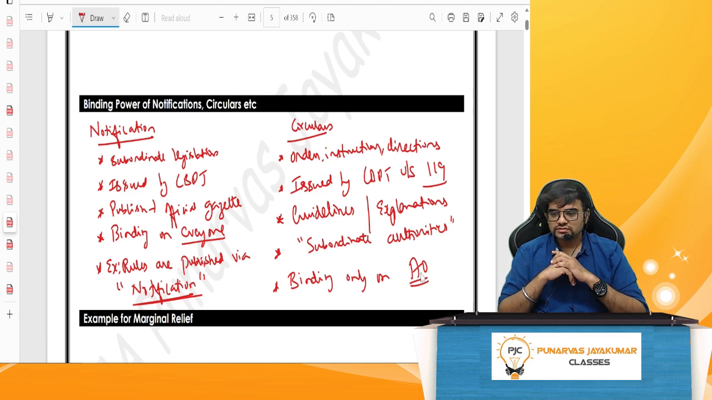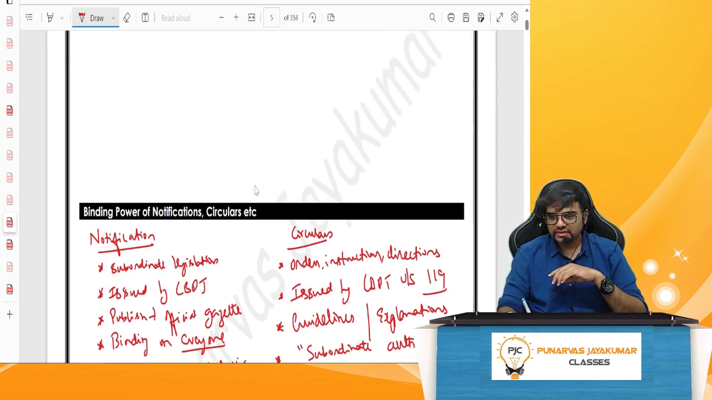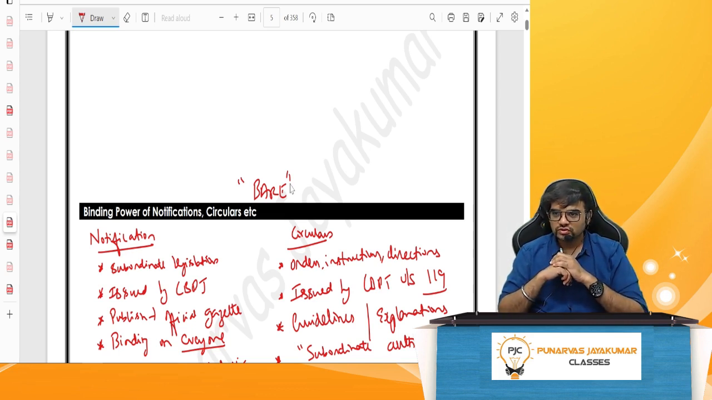Notification, circular. Which one? Bare means naked, B-A-R-E. When I use the word Bare Act, there is nothing called Bare Act. It's Act only. Bare is an English word which means naked, meaning as passed in the parliament. Raw form. In the most raw form.